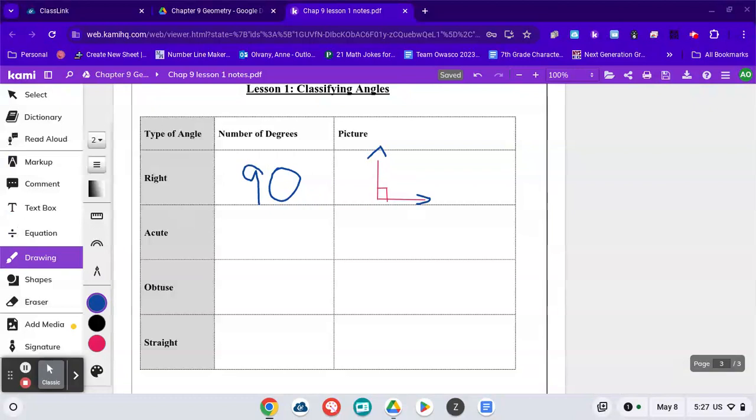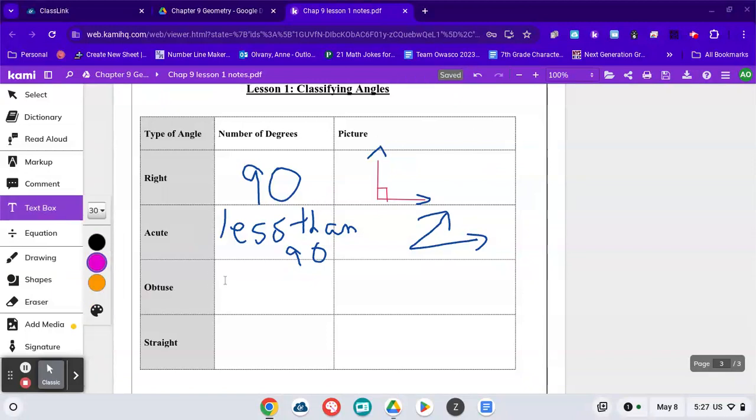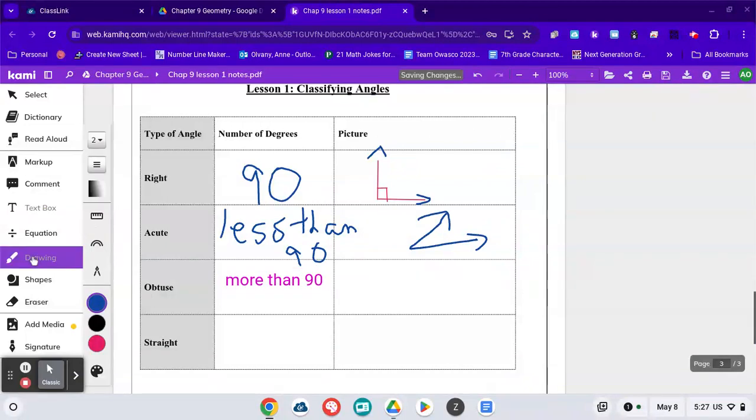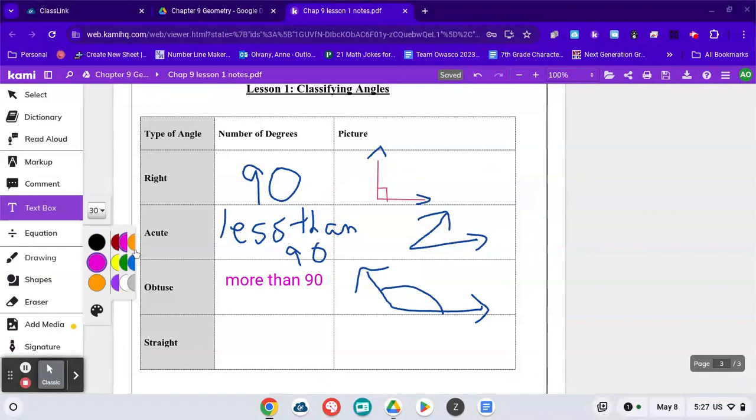Acute angles are less than 90. You're going to write much smaller than me, right? So acute angles look more like this. They're just cute little angles. And then obtuse angles are more than 90 degrees, and they look like this. Obtuse, really big. This distance here is bigger than 90. It's very large.